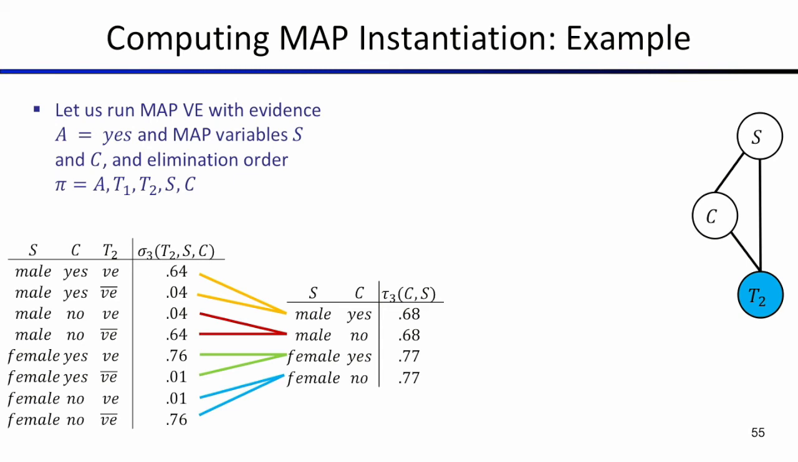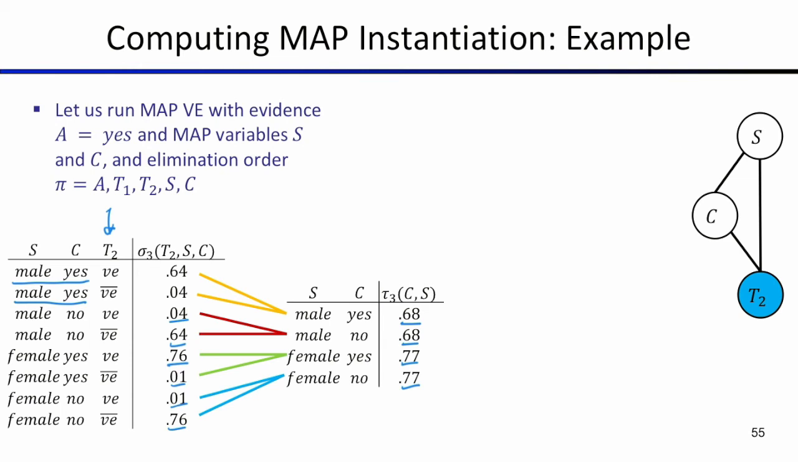So the elimination by summation, we know how it works. We are eliminating the variable T2, so we take the matching assignments here and we sum them. We have 0.64 and 0.04, so now we have 0.68. We sum these two, also 0.68. We sum these two, 0.77, and sum these two, 0.77. Now we have eliminated T2, and we don't have any other factors that mention T2.